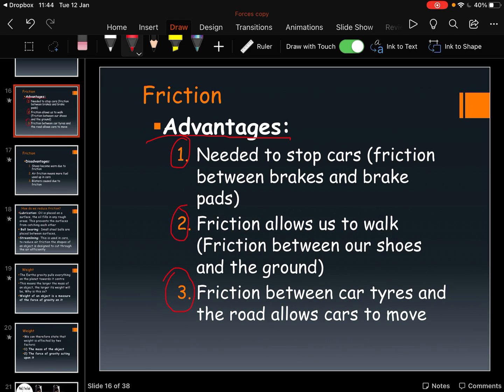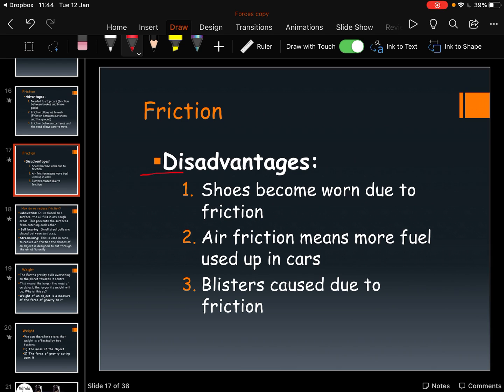Basically, it allows you to grip things as well. So number four, it allows you to grab things, grip things, hold things. All right, so friction is vital for life, basically. But then, of course, for every action there's an equal and opposite reaction. So there have to be disadvantages if there are advantages. Nothing in life is free, as they say.